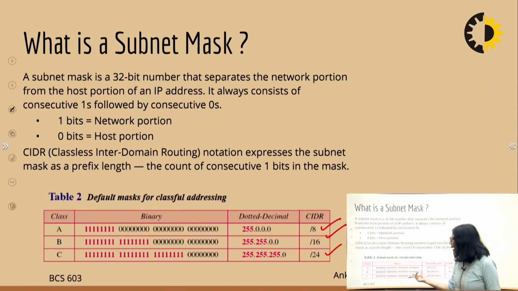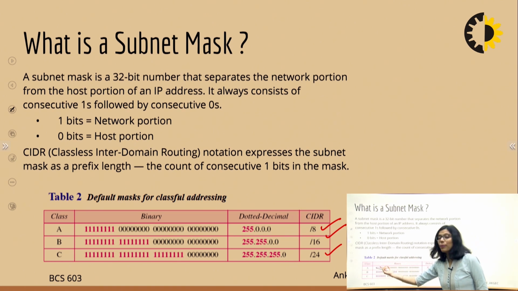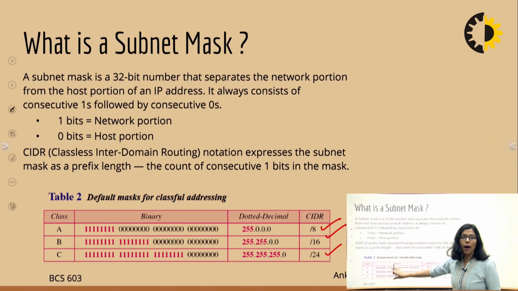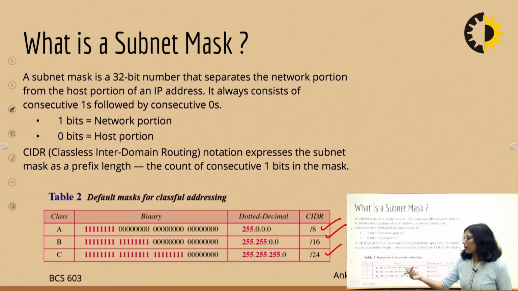In binary format, I write it like this. When I do an AND with my address, I can find out that this portion of bits tells me my network and this portion of bits tells me my host. So if I convert this, this is the subnet mask. This is how we present the subnet mask. Those positions which depict the network, we put as 1 like this.